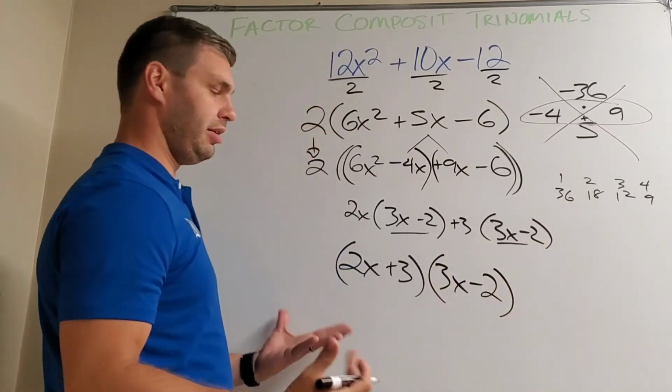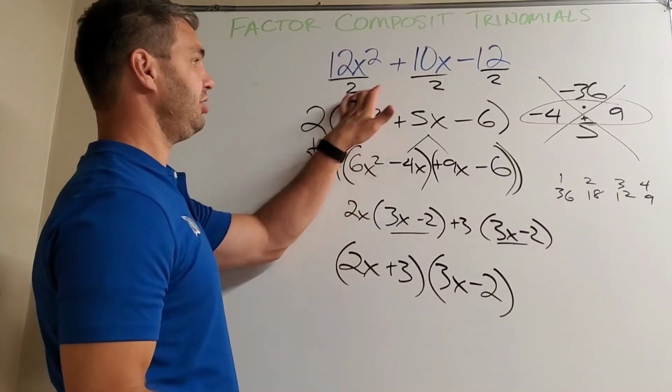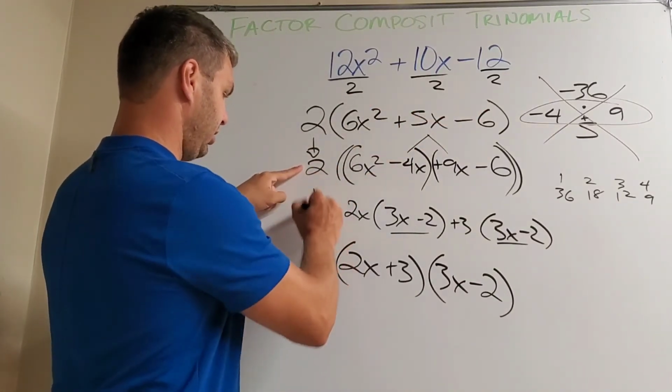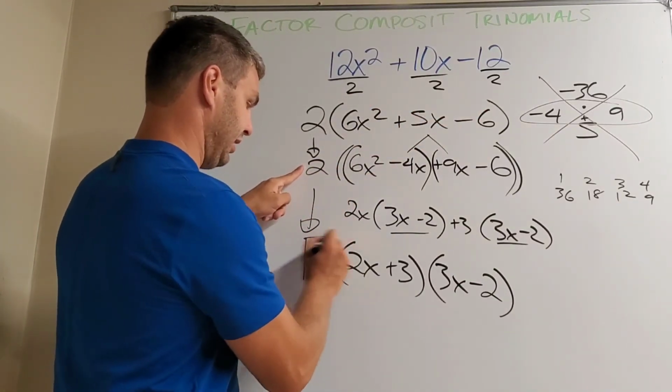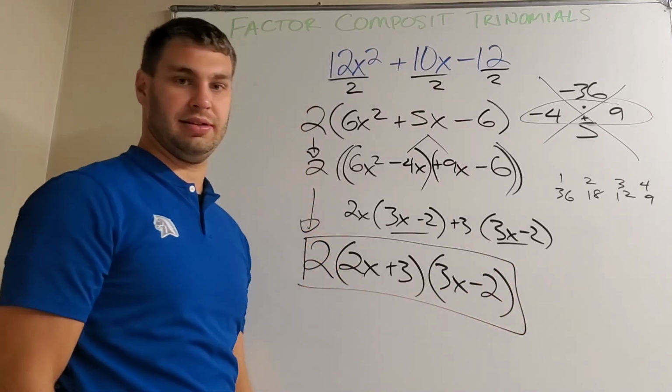Okay. And then the other thing that I can't forget about this one, since it had a GCF of 2, I want to bring that 2 down, and that goes on the outside of my set of parentheses, and that is my answer.